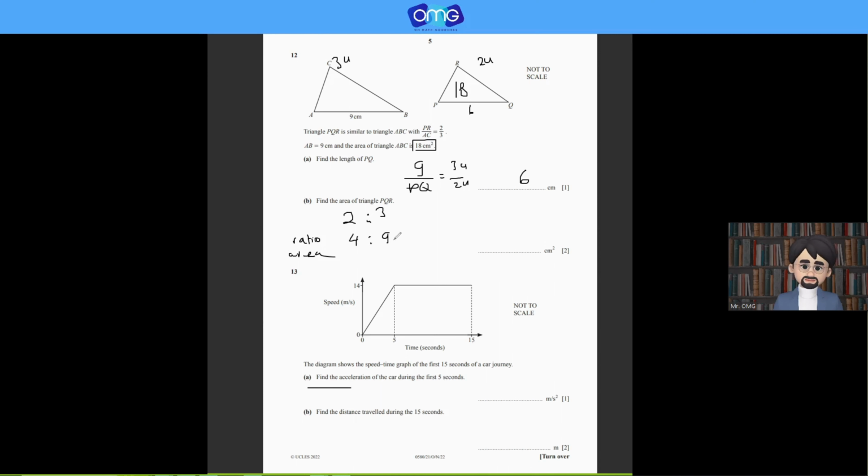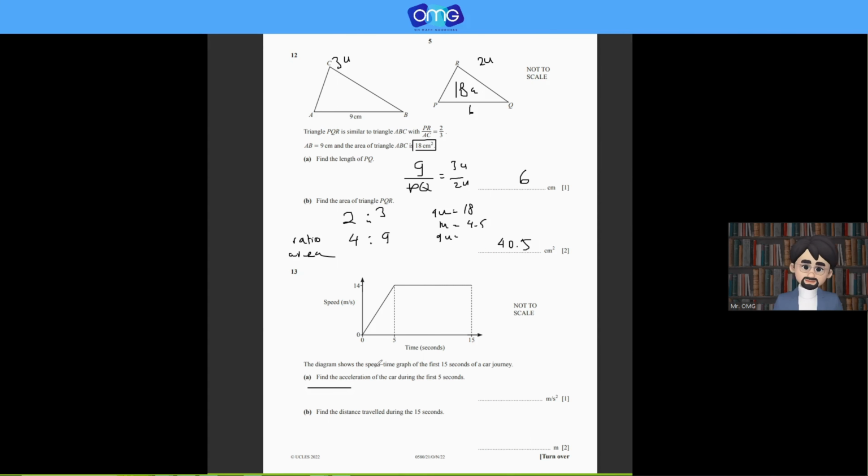So 4 units represent the 18 centimeters squared. 1 unit is 4.5. So 9 units is 9 times 4.5, which equals 40.5. So 40.5 centimeters squared is the answer.